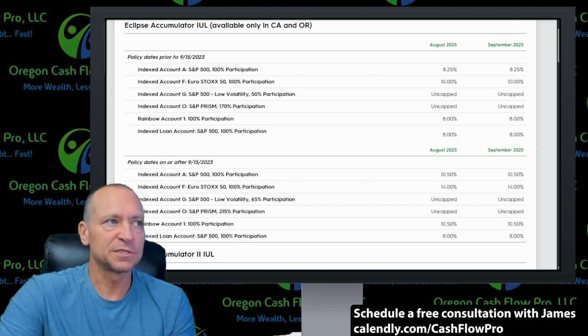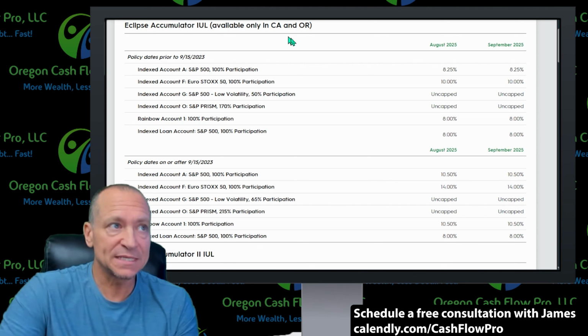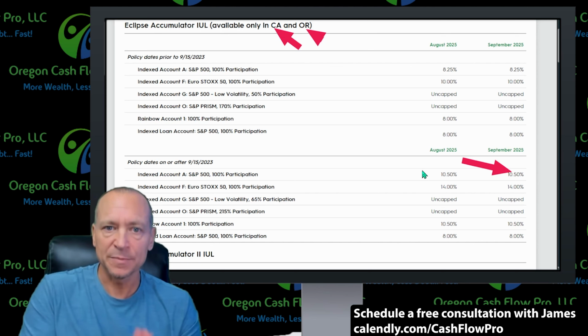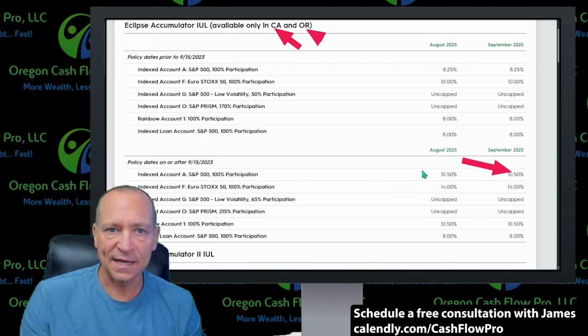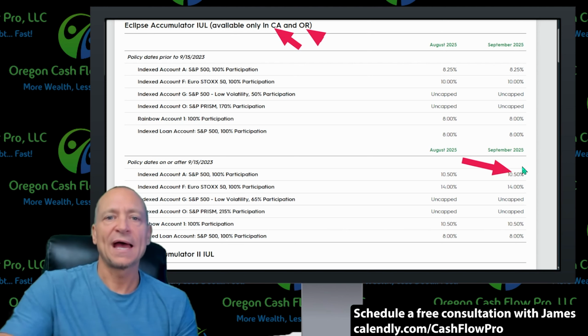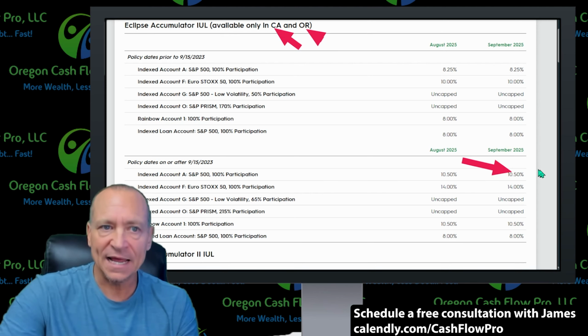Here's our index options. In the Eclipse Accumulator, this is the old iteration, but it's still available in California and Oregon because we haven't had the new one approved yet in these two states. So current cap rate on the S&P 500, 10.5%. This is your normal S&P cap that's available with any IUL out there. Remember, we look at these to give us a window into how much money is going into the options budgets for these products. 10.5% is a respectable number. It's not the best one out there, but it's not the worst either.